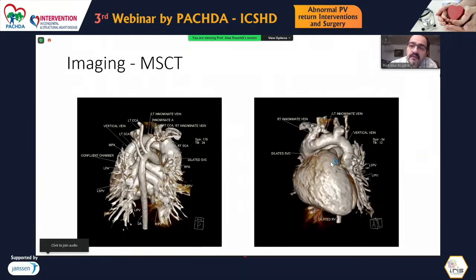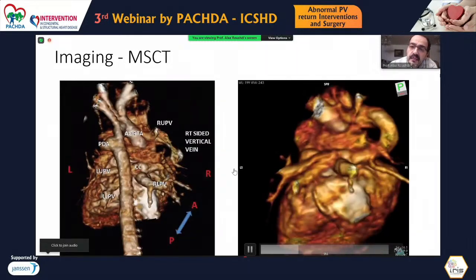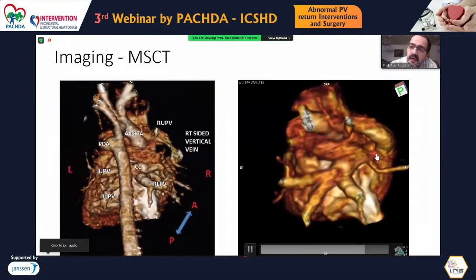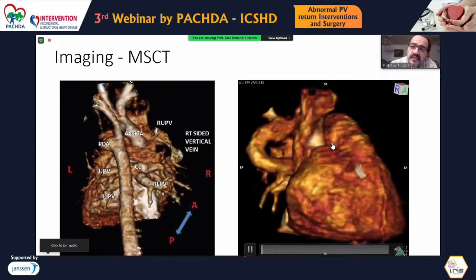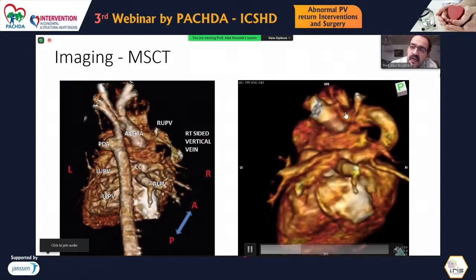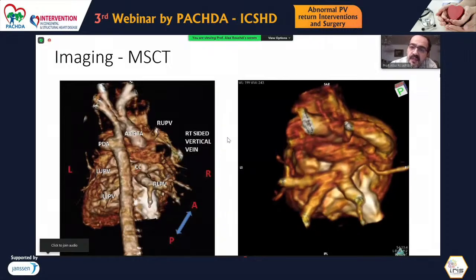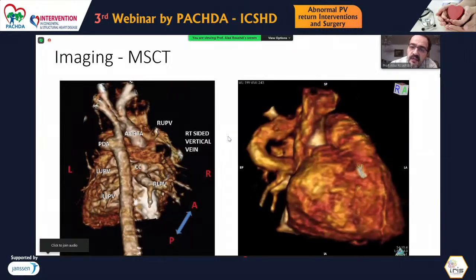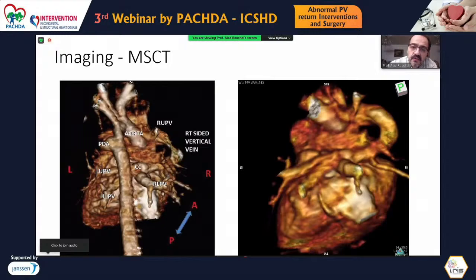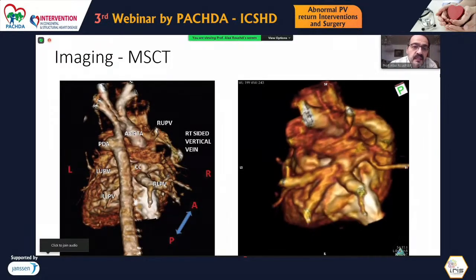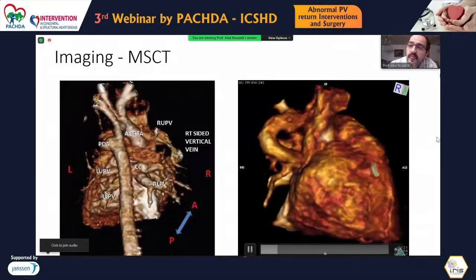And these are other examples of volume rendering multi-slice CT. Here we can see the detailed anatomy of the venous drainage joining into the confluence, and then passing through a vertical vein, and then the vertical vein joining the innominate vein to the right SVC. A very detailed picture actually of all the extracardiac vascular structures here, which is a very peculiar advantage of multi-slice CT in this type of abnormalities.